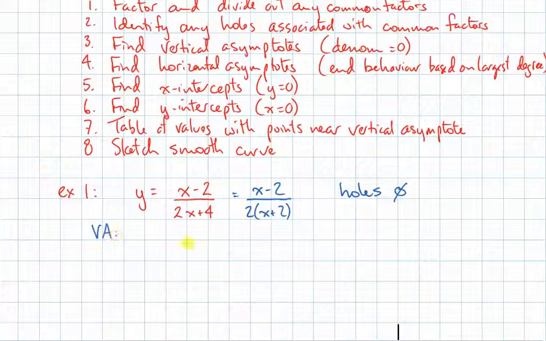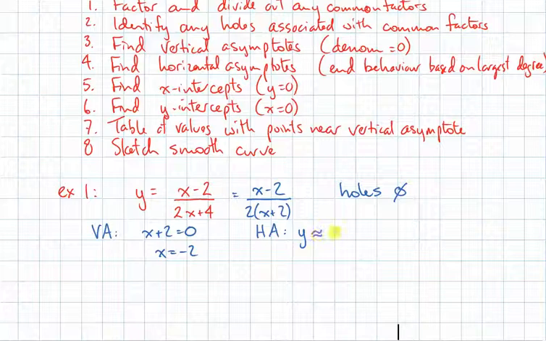Okay, vertical asymptotes happen when we divide by 0. So that's when x + 2 = 0, or x = -2. Horizontal asymptotes. Horizontal asymptotes have to do with the largest degree term on the numerator and denominator. So I say that y is essentially x over 2x. Those are the largest degree terms, which would simplify to 1/2. So my horizontal asymptote is the horizontal line y = 1/2.